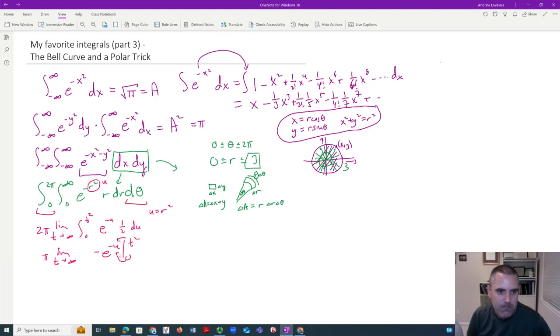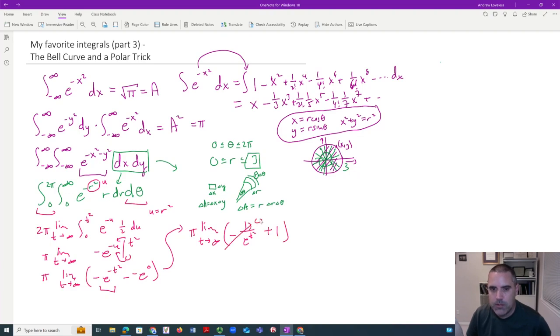Let's plug this in. So we get pi times the limit, when t goes to infinity, of negative e to the negative t squared, minus negative e to the 0. Now you should already know that that approaches 0 as you go to infinity, but if you don't, I tell students, rewrite negative exponents as fractions if you're trying to figure out what happens in the limit as you go to infinity. So you should see that goes to 0 and you get pi. And there's our result. This is pi, which means this is square root of pi. And that comes up in all formulas.